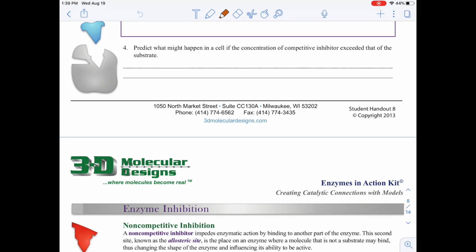Once you've drawn that, predict what might happen in a cell if the concentration of the competitive inhibitors exceeded that of the substrate. So what would happen if you had a ton of purple competitive inhibitors and very few reds? Are you going to be able to have your chemical reaction? Is that red substrate going to be able to be broken apart?